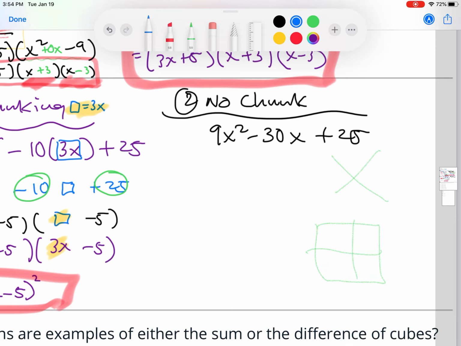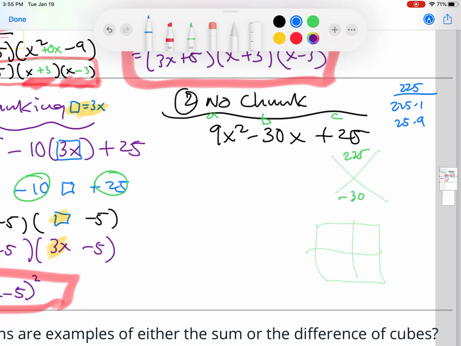And I'm going to do 9 times 25, which I think is going to be 225. Okay, 225. So just to recap, this is your A, B, and C. A times C is 225. My B value is -30. My factors of 225 are 225 times 1. I know that it is also 25 times 9 because we just did that. My trick was putting it into the calculator.